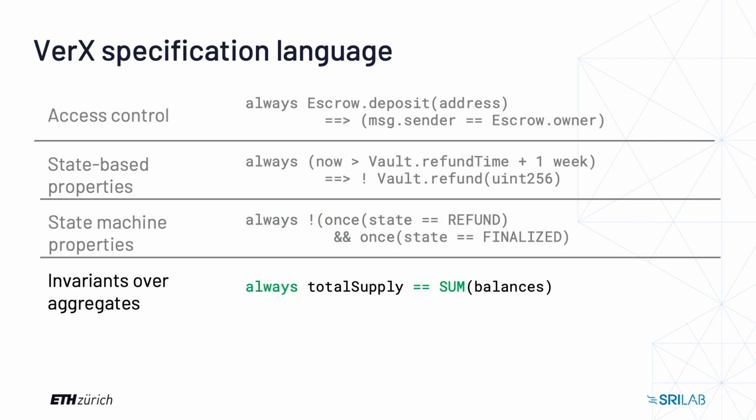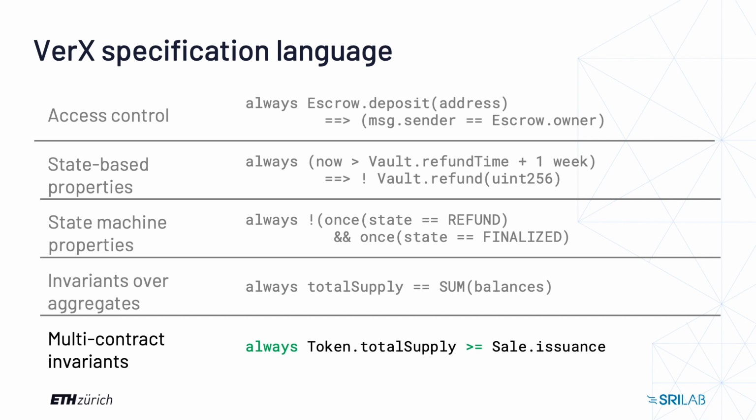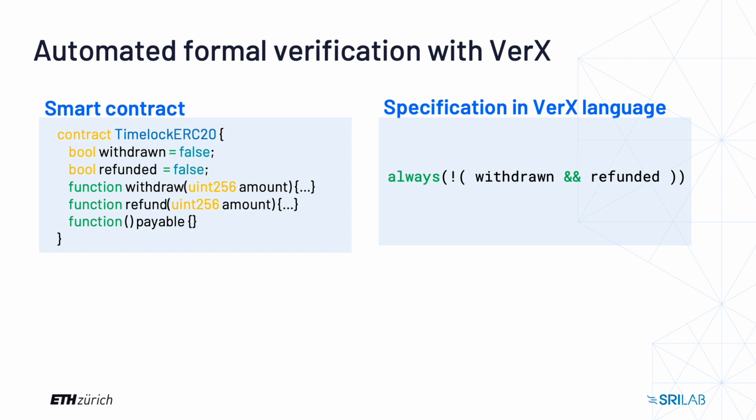Another kind of invariants we find in code are invariants over aggregates. This invariant is used by the most popular Ethereum technical standard, ERC20, that standardizes token contracts on Ethereum. VerX makes it possible to track the changes of values in maps and arrays and verifies this property. The last is multi-contract invariants. Developers quite often separate the logic of an application into several smart contracts, and with VerX one can specify the whole application. So what does VerX actually do?